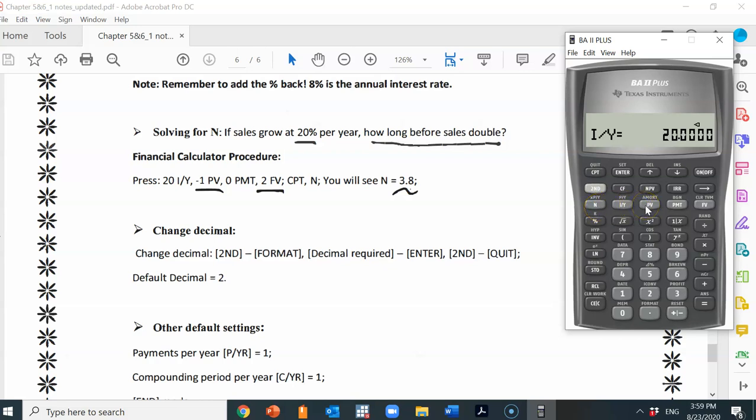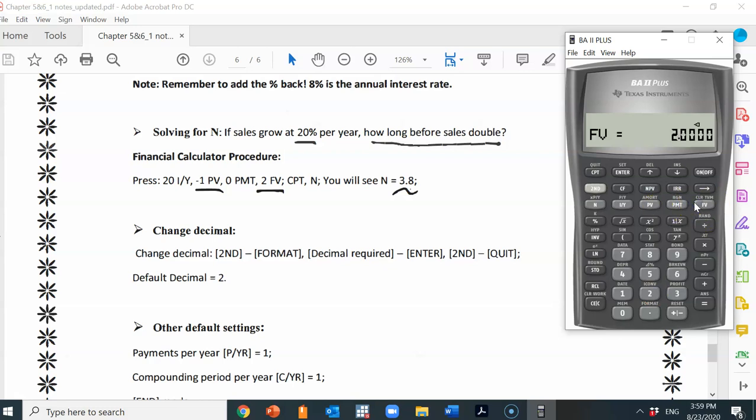Now we don't know PV or FV, but we know that future value is double the amount of present value. Okay, so we can assume any number here. For PV, we can assume it's -1. For payments, it's still 0. For future value, it should increase to +2.